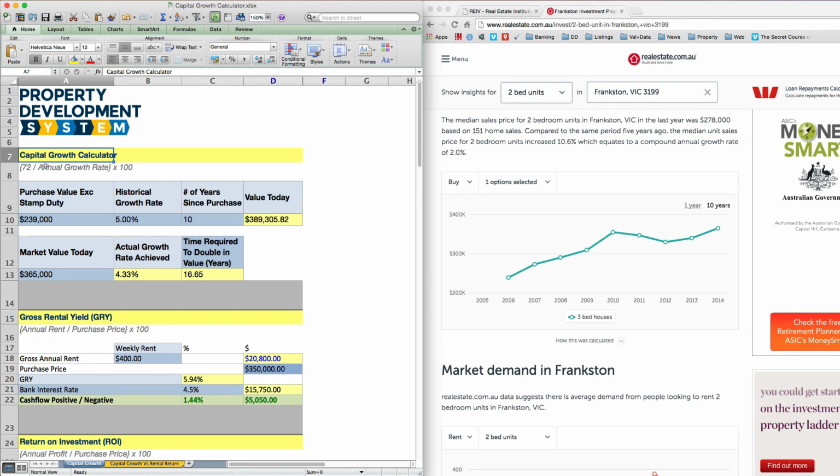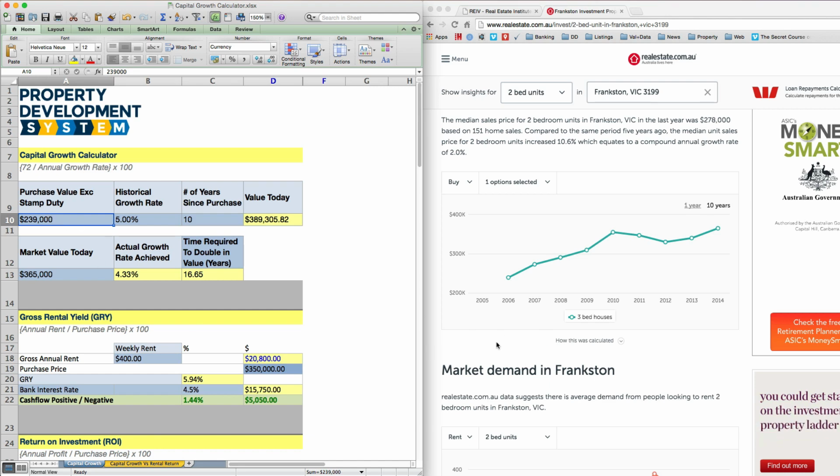Capital growth calculator. Basically, all I'm trying to do in this section is figure out how long it takes for a property to actually double at the current capital growth rate. How long is that going to take, and what's the actual capital growth rate that I've got, and if I haven't got the data, how do I get that data, basically. So say for example you purchased something at 239,000 10 years ago.